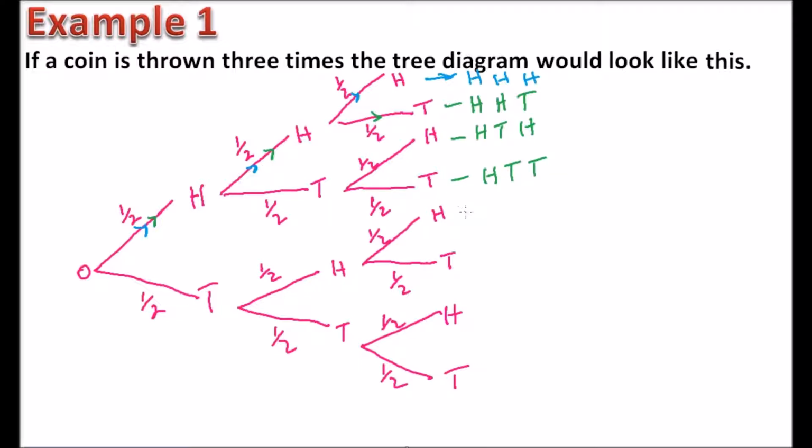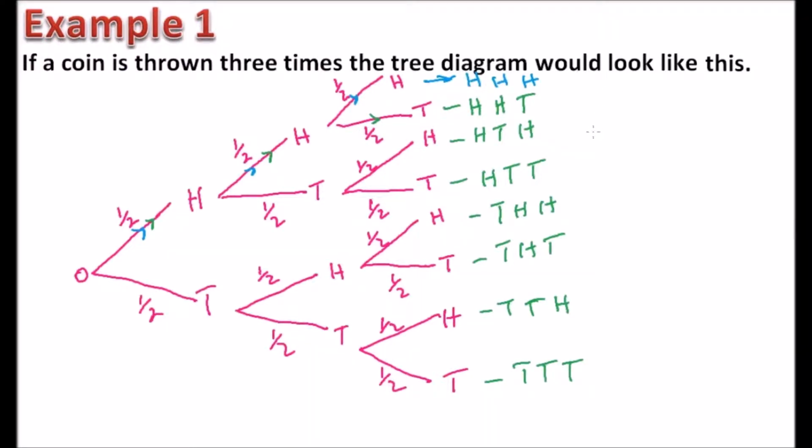We come to the second branch. This is a tail, head, head. The other one is a tail, head, tail. This other one is tail, tail, head. And finally we have tail, tail, tail. So these are the outcomes that we get from the tree diagram, and they are a mix of mutually exclusive events and independent events.